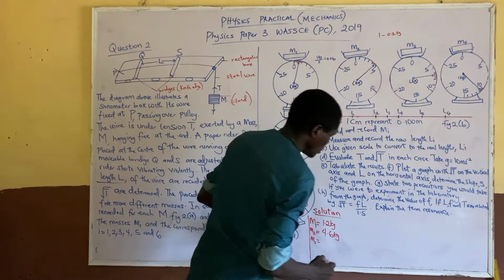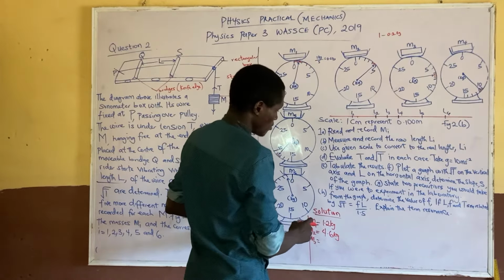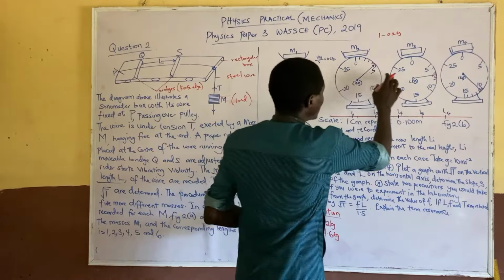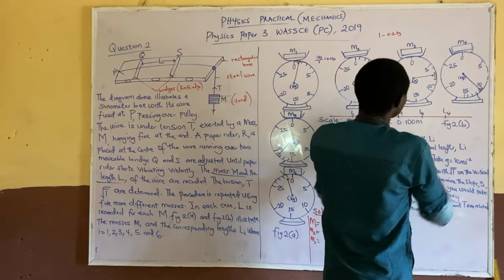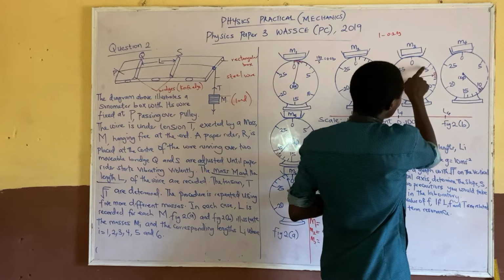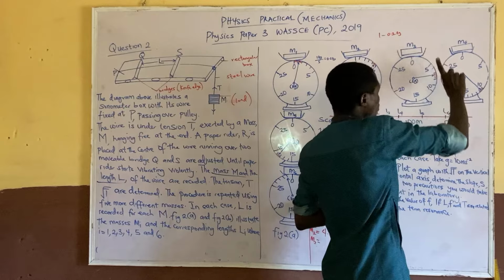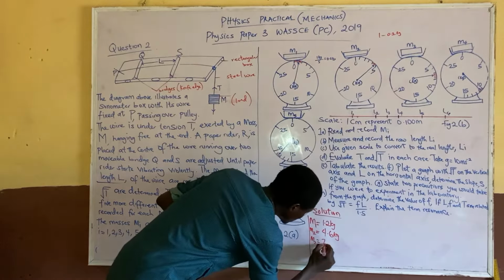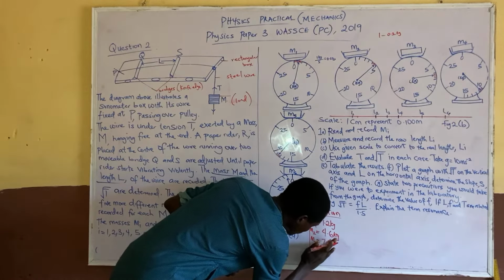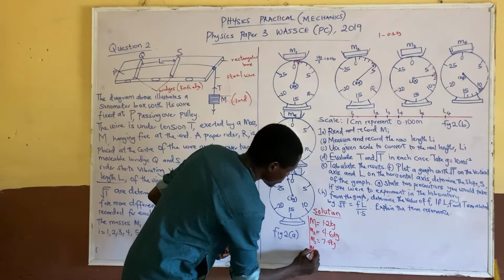Then M3. What is M3? Look at this. M3 is, this is 5, 6, 7, 7.2, 7.4. 7.4 kilogram. Then M4.